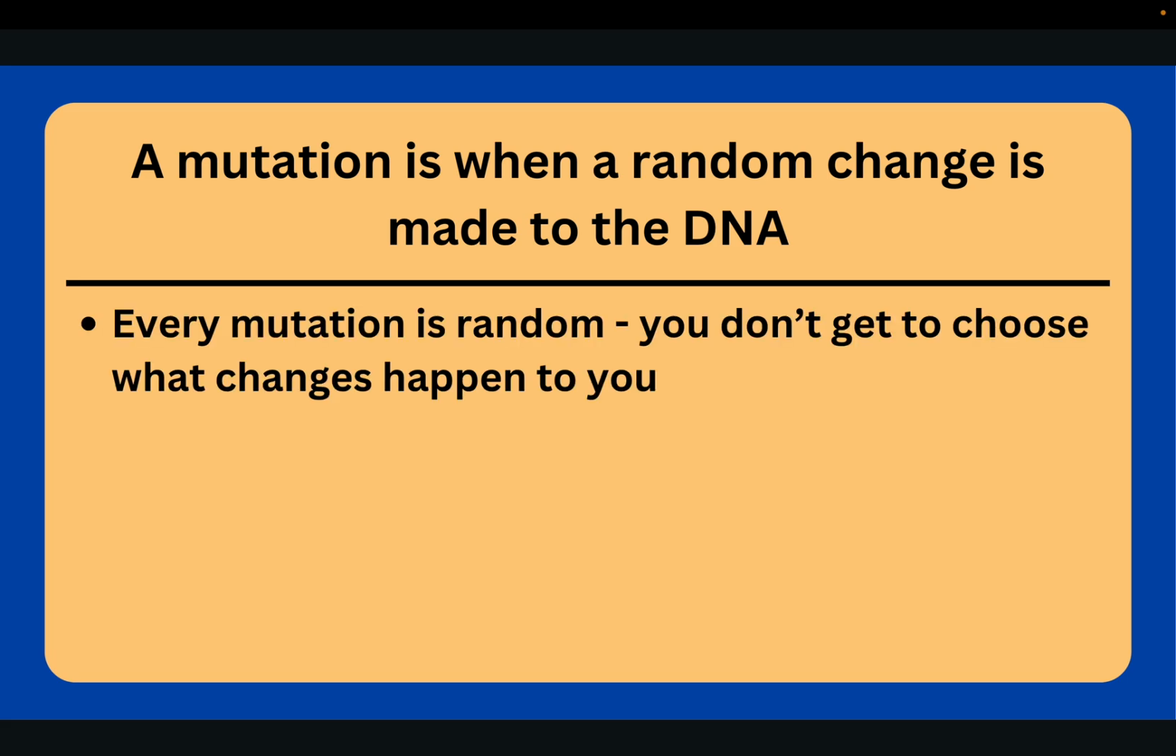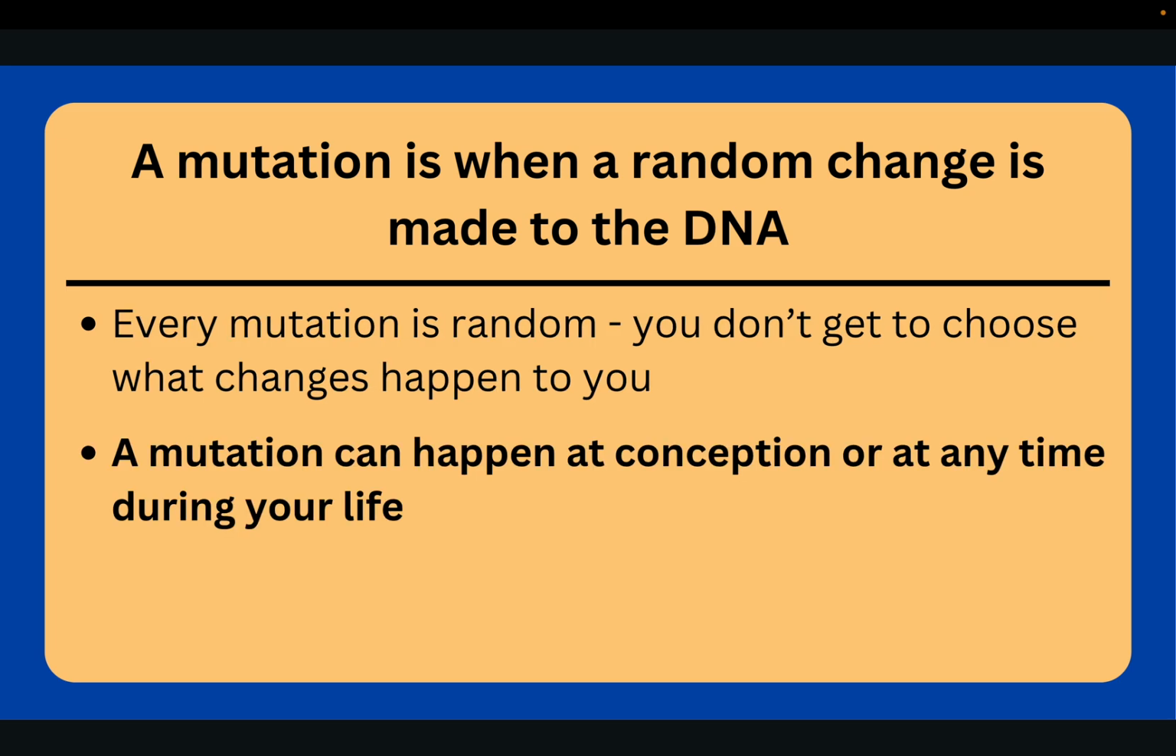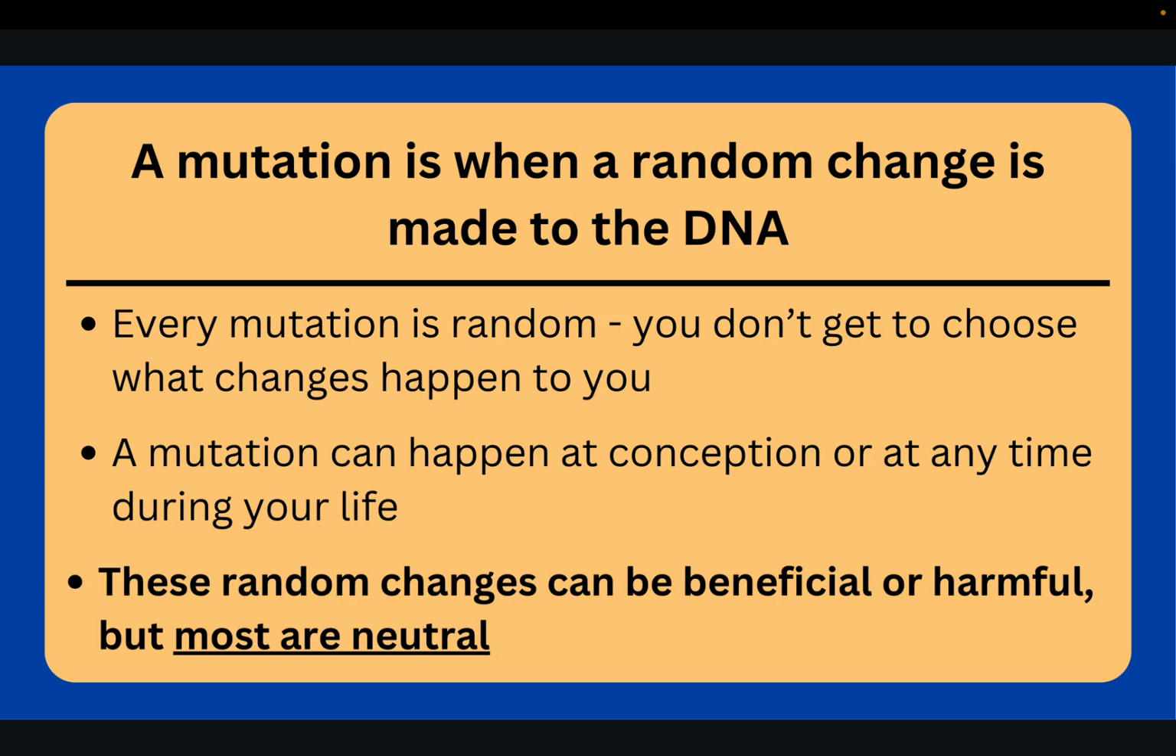So we just covered a lot of this, but every mutation is random. You don't get to choose what changes happen to you. They just happen. They can happen when you're conceived. So in sexual reproduction, that's when male DNA and female DNA combines. You can have mutations happening there, but it can also happen at any time during your life. And it does happen throughout your life. These changes can be beneficial, harmful, or neutral, and a lot of them are pretty neutral.